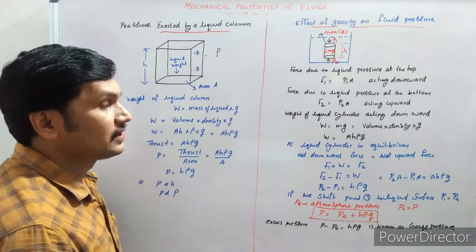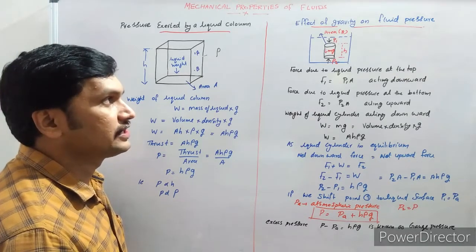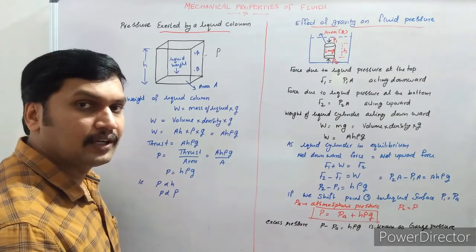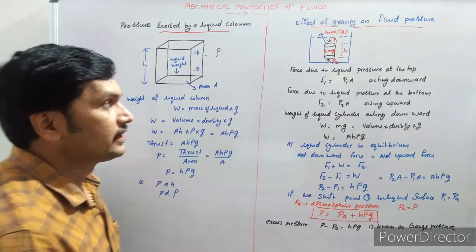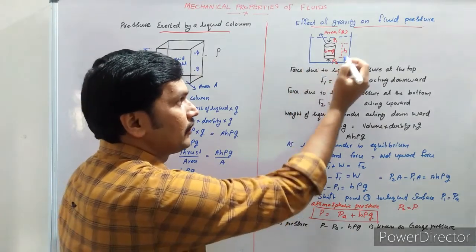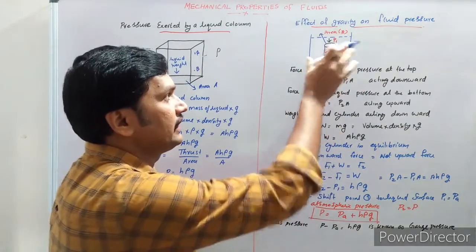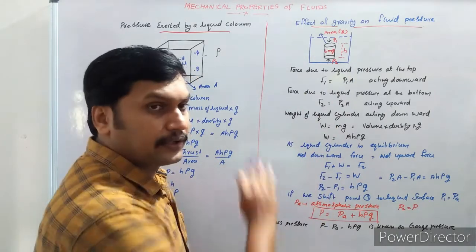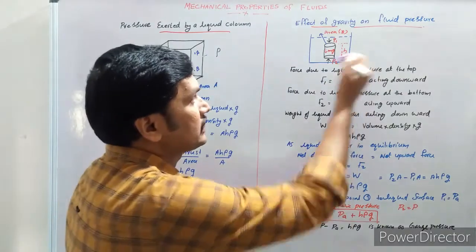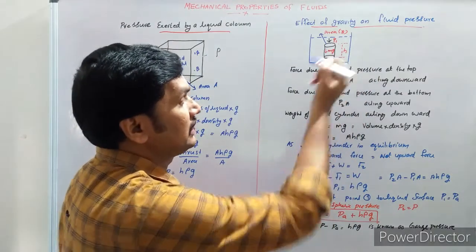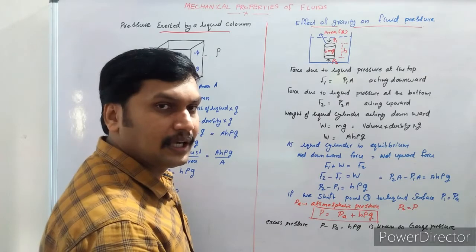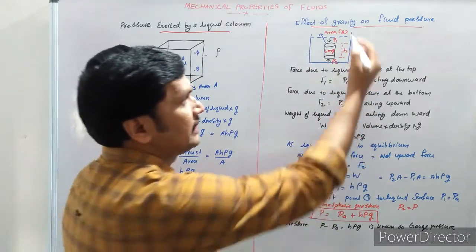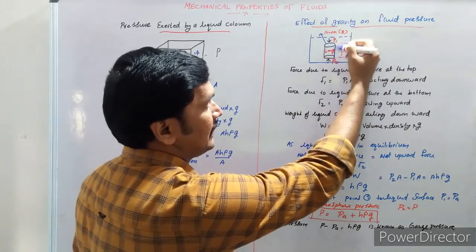So now let us discuss what is the effect of gravity on fluid pressure. For that, here we have a liquid of density rho which is taken in a vessel, and the liquid is at rest. In this liquid, we are taking a very small cylindrical liquid element. Say the area of cross section of this cylindrical element is A.